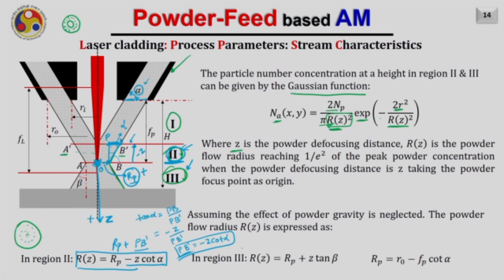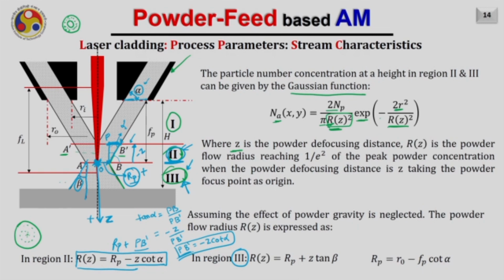Now, let us come to zone 3. So, this is my zone 3, and assume that after getting converged, the powder particle stream obtains a minimum radius at the focal point, and after that it gets diverged, and the angle of divergence is given by this angle, beta.